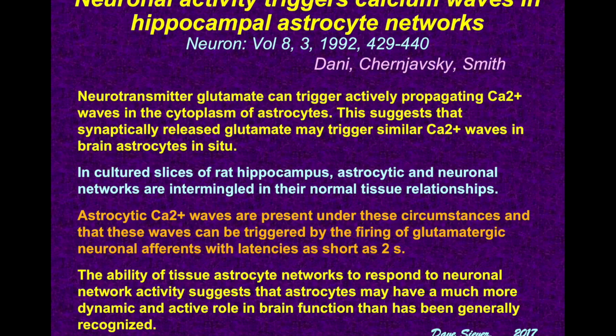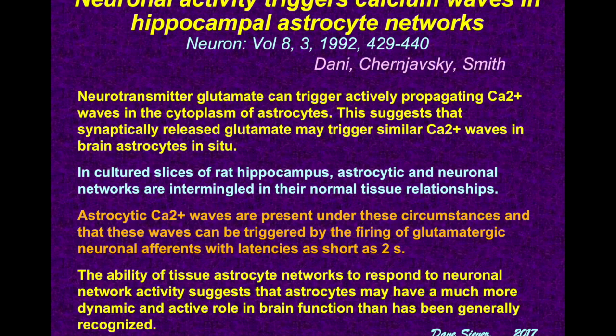In cultured slides of rat hippocampus, and the hippocampus is the part of the brain that's involved in memory retrieval and storage, astrocytic and neuronal networks are intermingled in their normal tissue relationships. Astrocytic calcium waves are present under these circumstances, and these waves can be triggered by the firing of glutamate from neurons, or what they call neuronal afferents, or incoming fibers like dendrites into the neurons. And they can do this very quickly, in the course of 2 seconds.